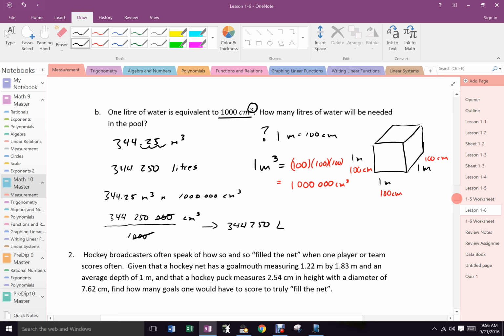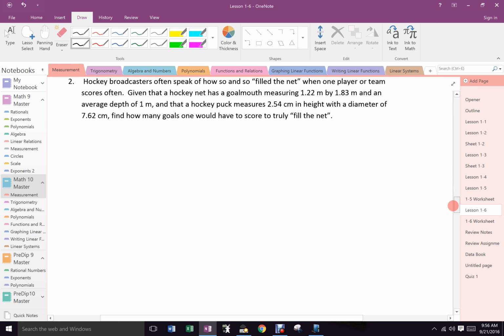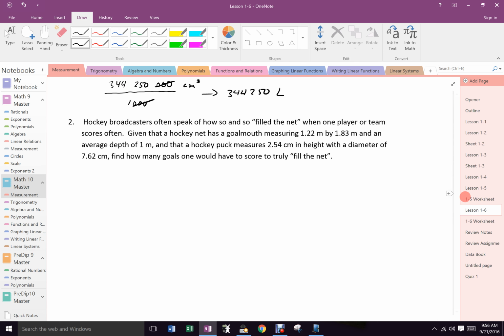Okay. Now, this, believe it or not, is my favorite question in all math of every level, because it's almost never done right. When you read that question, do I care about volume or surface area? I'm filling up the net. Is it volume or surface area? Okay, so I would like to hear some answers. Somebody did this question.